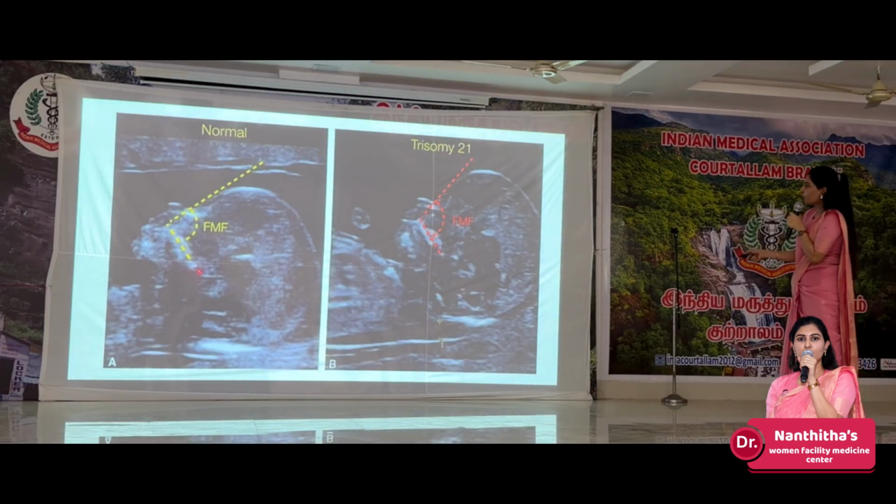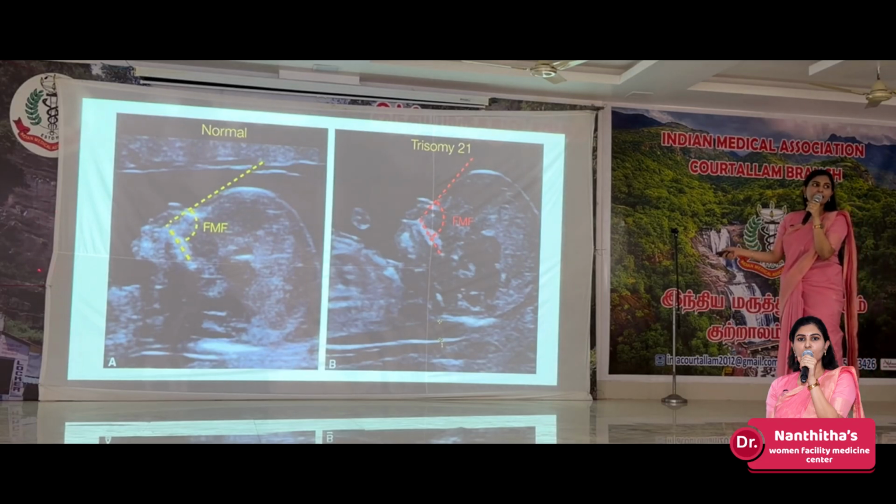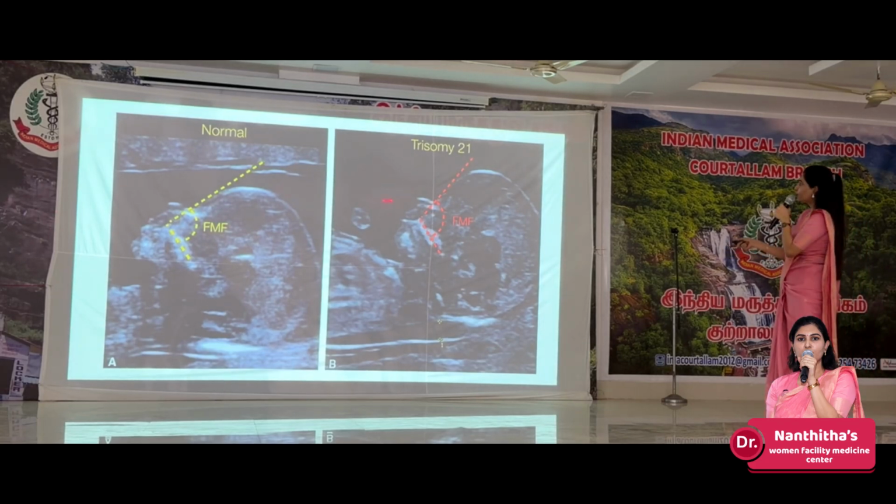Next is the frontomaxillofacial angle. It's between the upper surface of the maxilla and the forehead. It should be less than 85 degrees. If it is more than 88, then it's a mid-face hypoplasia.